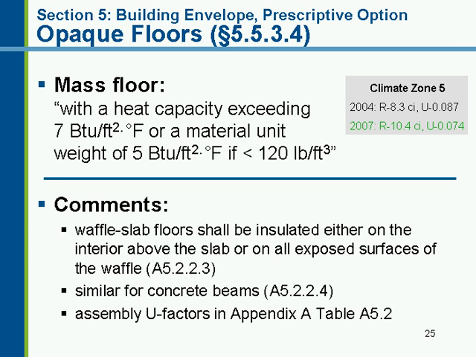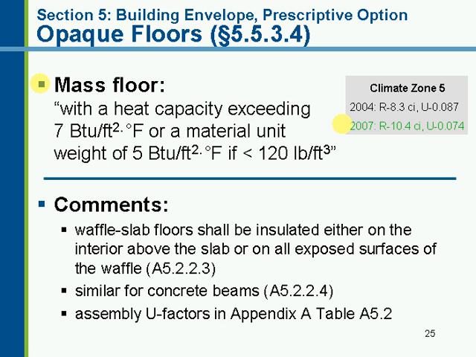Now let's move to the three floor categories. The first one is mass floor. Similar description as previously for the wall, and here the criteria are R10.4 continuous insulation for Climate Zone 5, previously R8.3.